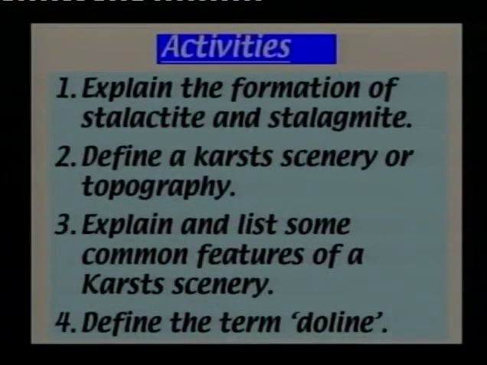Okay, recapping on those questions. Number 1, you were supposed to explain the formation of stalactites and stalagmites. Then number 2, you were asked to define what a karst scenery or topography is. Number 3, you were supposed to explain and also list some common features that we looked at of a karst scenery. And finally, number 4, you were asked to define the term doline. Okay, we'll look at the first one. Explain the formation of stalactites and stalagmites.